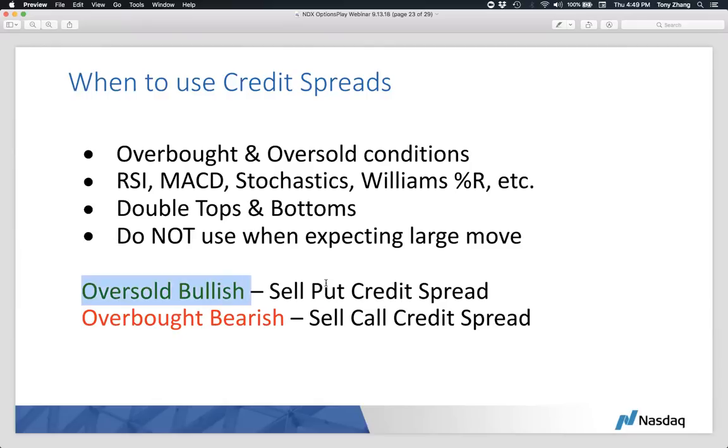So if you felt that an index is oversold and you're bullish on that stock, you would want to sell the put credit spread. If you felt that an index is overbought and you're bearish on it, you want to sell the call credit spread. I'm looking through the chat, and it looks like many of you use MACD, a lot of you use stochastics, Bollinger Bands, moving averages. Many of them do relatively the same thing. They're just different calculations for trying to gauge overbought, oversold.